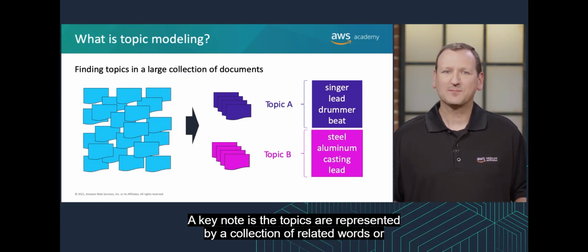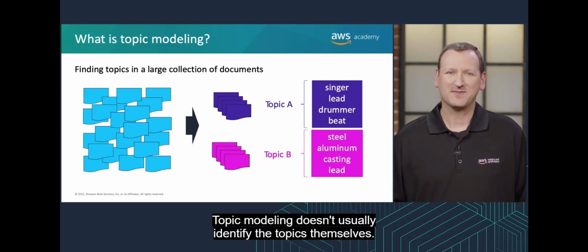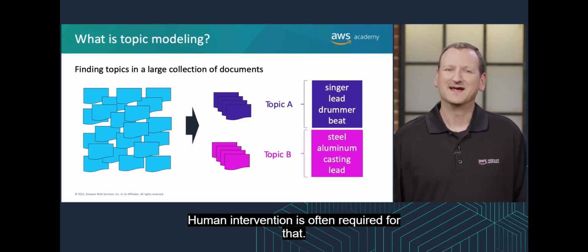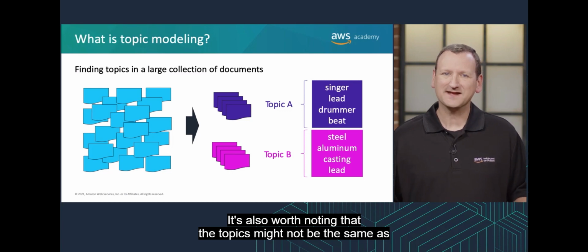is the topics are represented by a collection of related words or phrases. Topic modeling doesn't usually identify the topics themselves. Human intervention is often required for that. It's also worth noting that the topics might not be the same as what a human would identify.